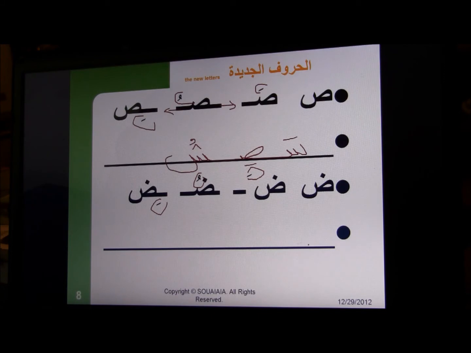And let's use be this time. Be, do, noon. Be, baduna. So that's your dot, and notice that it connects to the connecting letters left and right.